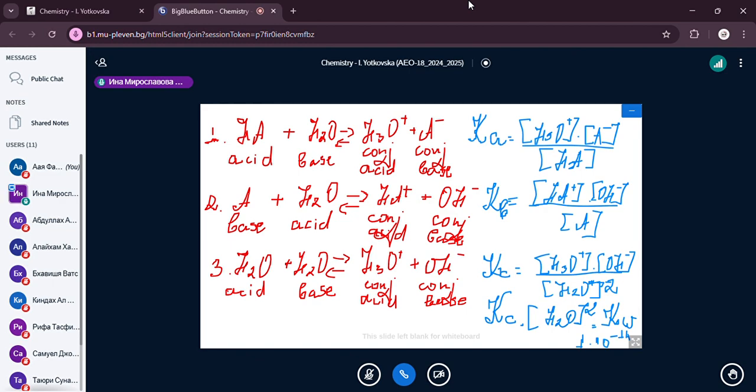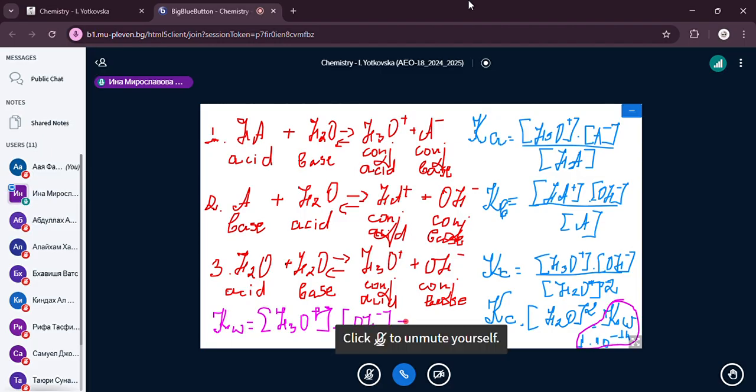So pay attention, that is very, very important. You must remember that the value of Kw is equal to 1 multiplied to 10 raised on the power of minus 14. So how will the equation Kw look like? Concentration of hydronium ion multiplied to the concentration of the hydroxyl ion has a value of 1 multiplied to 10 raised on the power of minus 14.